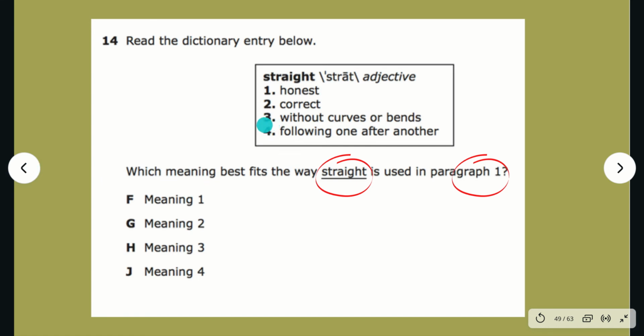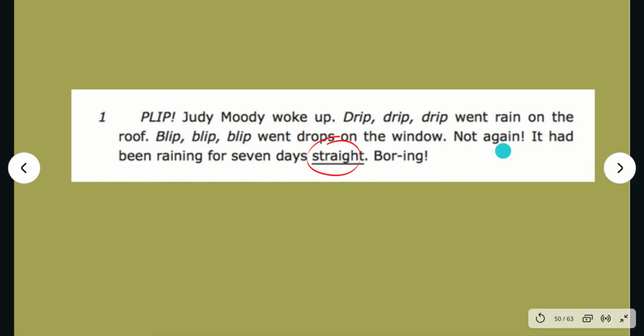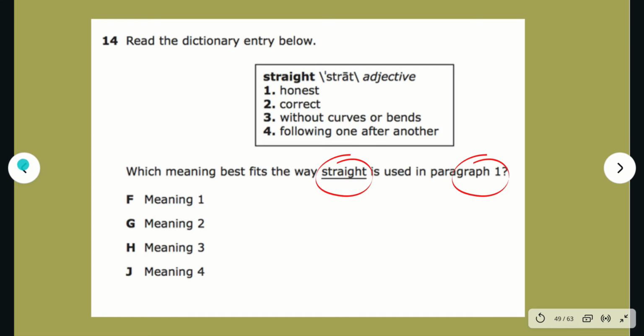Let's try definition 3, without curves or bends. Now, when I think of the word straight, this is what I normally think of. A straight line or straight hair without having a curve or a bend. But let's see if it's going to be the correct definition in this sentence. Not again. It had been raining for 7 days without a bend or a curve. When it rains, it doesn't really curve or bend. It's just water falling down. So that might not be the right definition, but let's check definition 4 before we make our final answer.